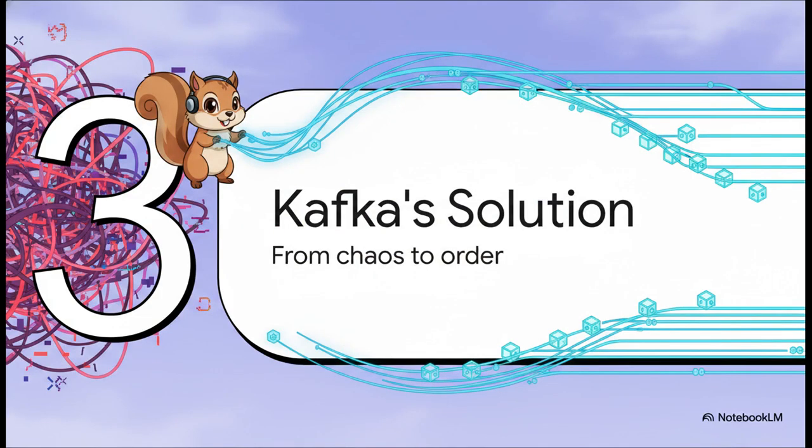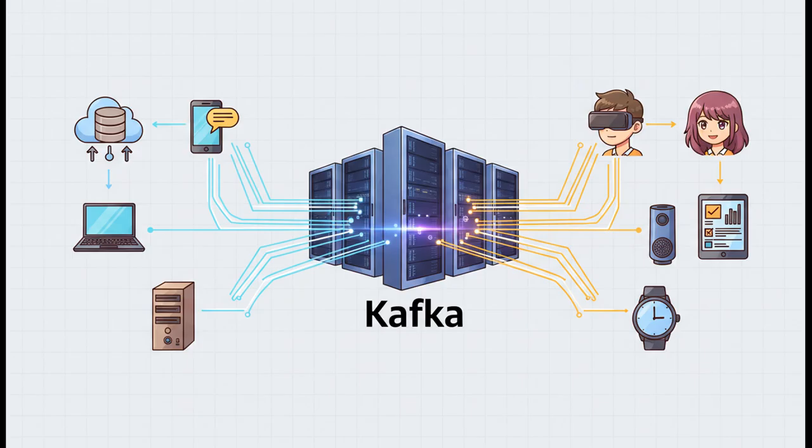So, how does Kafka bring order to all this chaos? Well, it does it with a much more elegant solution. Instead of that messy web, Kafka acts as a central distributed streaming platform. All the producers, like our game reporters, write their events to Kafka, and all the consumers, like our website, read from Kafka. This completely decouples the writers from the readers.